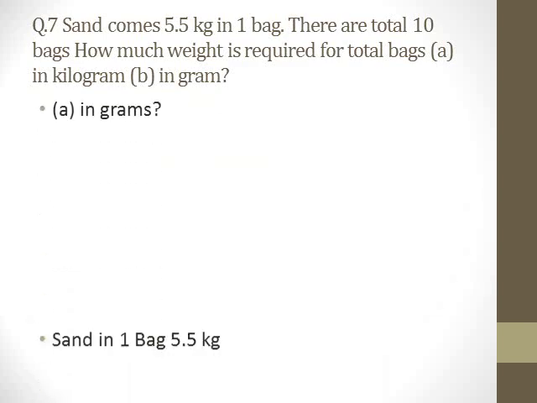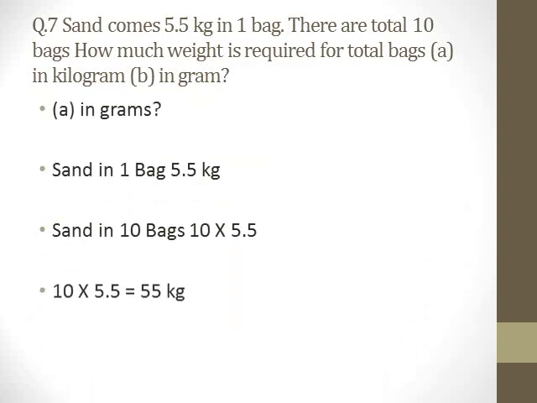For gram you will do the same thing, and when you convert 55 kg into gram, you multiply it by 1000, it will be 55,000 gram.